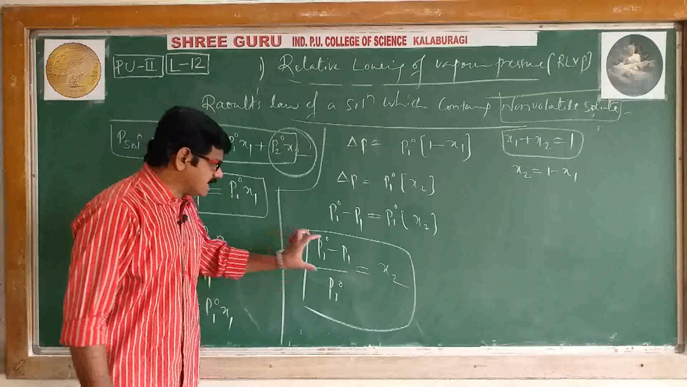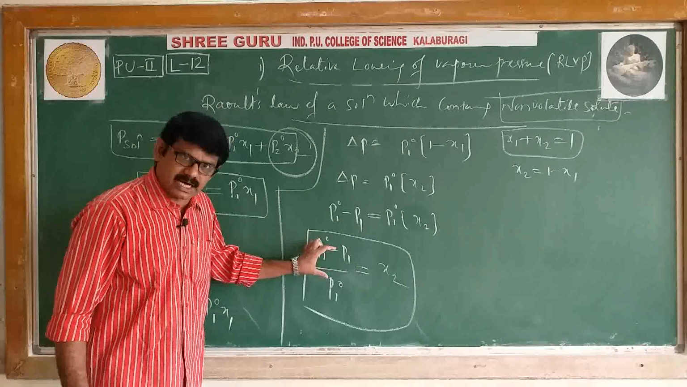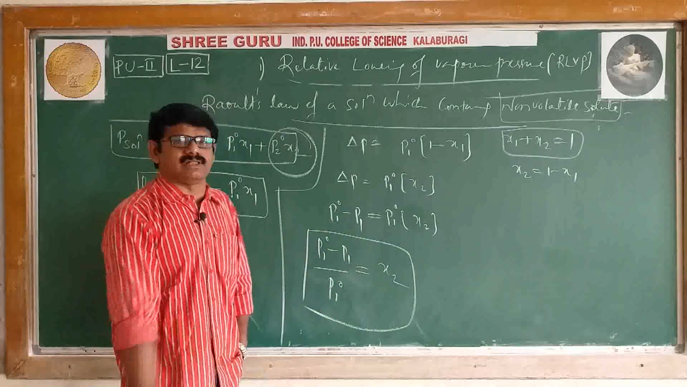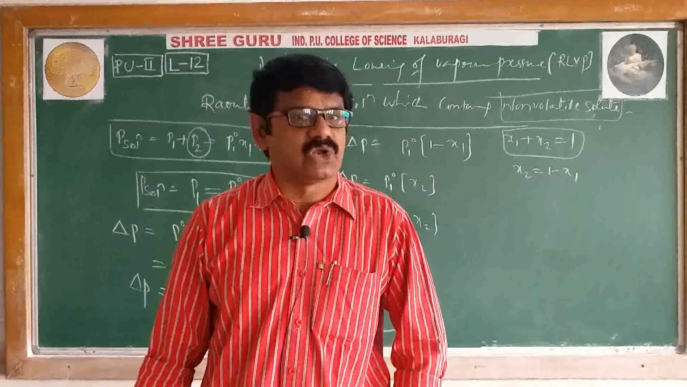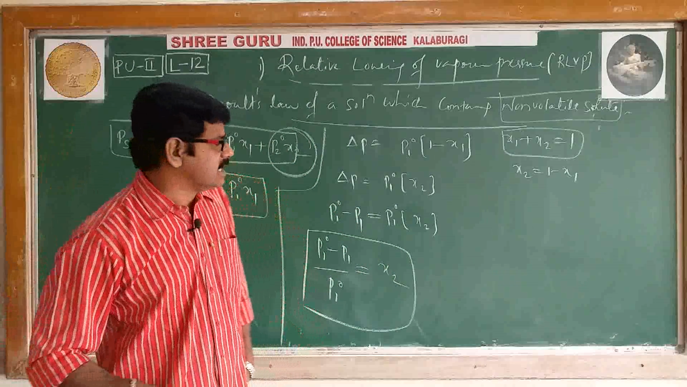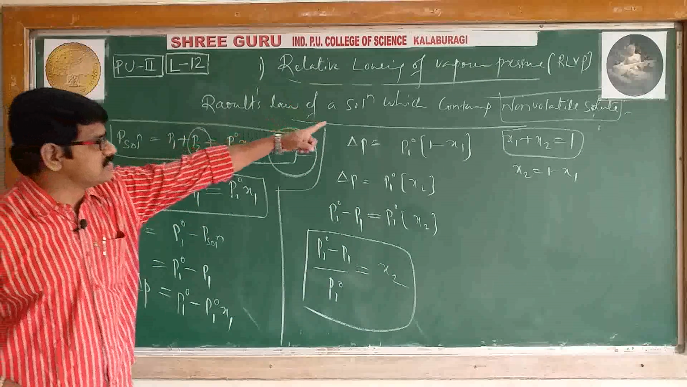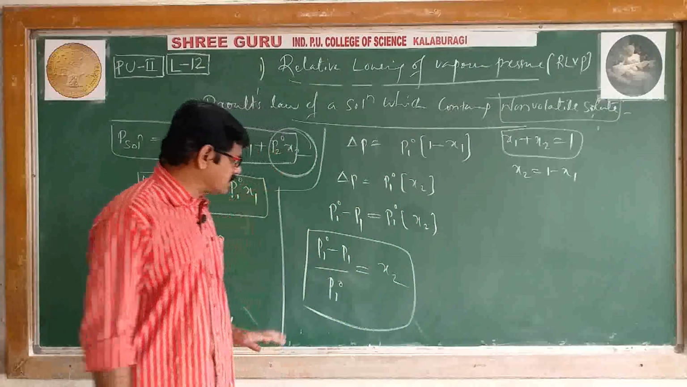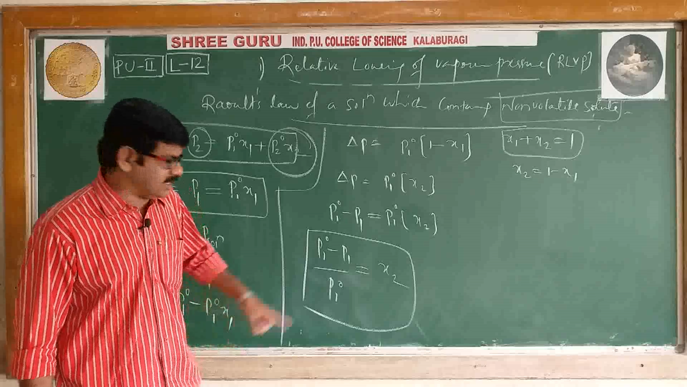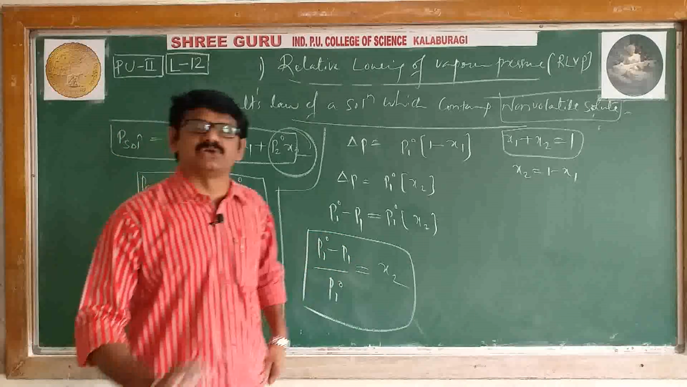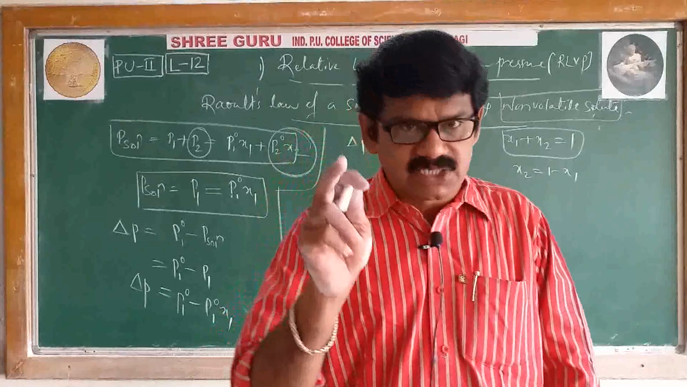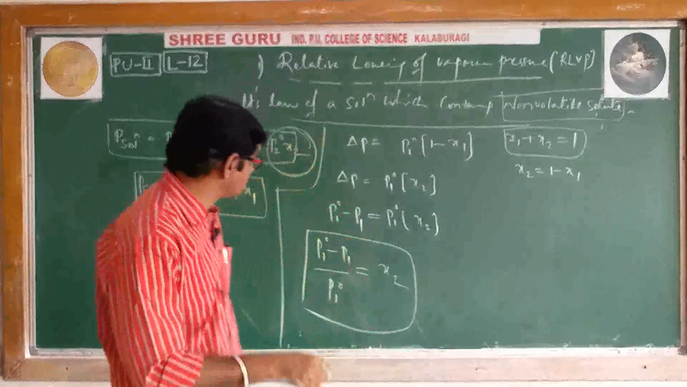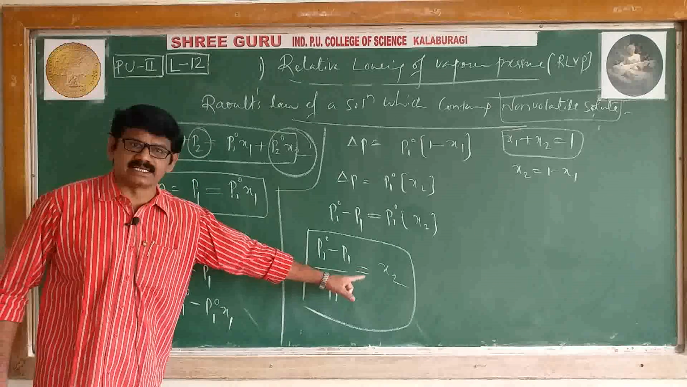I'll repeat. The relative lowering of vapor pressure of a solution which contains a non-volatile solute is equal to the mole fraction of solute in the solution. That's it. This is about Raoult's law of a solution which contains a non-volatile solute. Because in our NCERT book, the same formula is given. P1 is mentioned. P1 means, don't confuse, it is not a solvent. It is a solution which contains a non-volatile solute. Okay. Next, we'll just extend this formula.